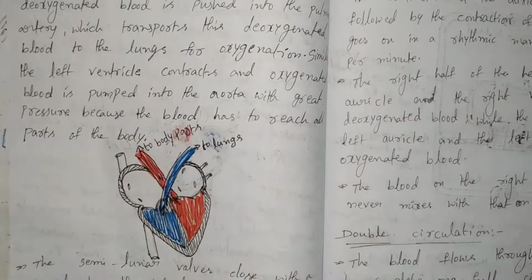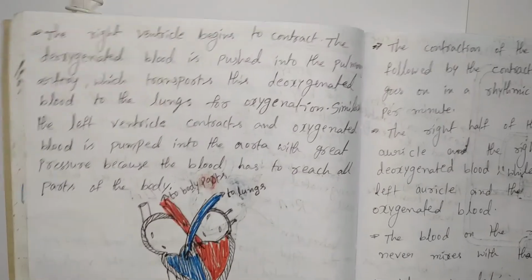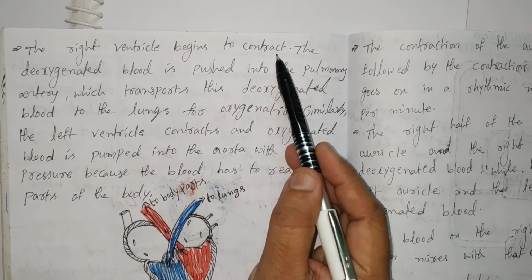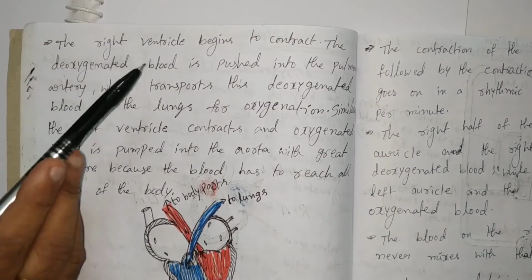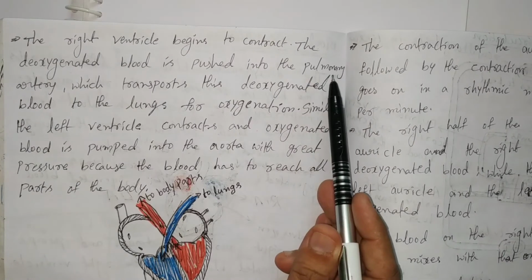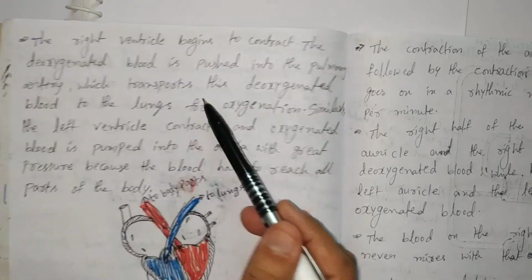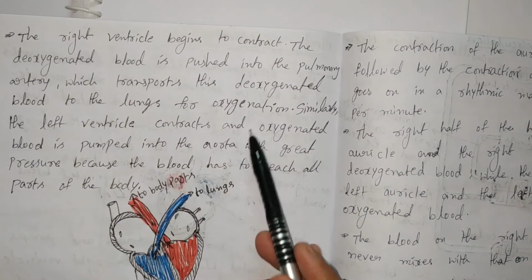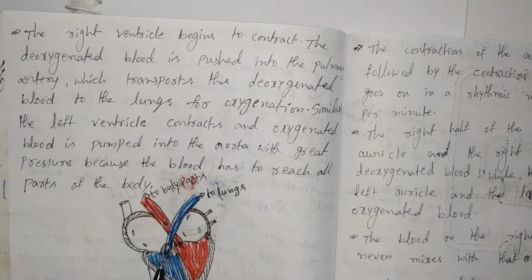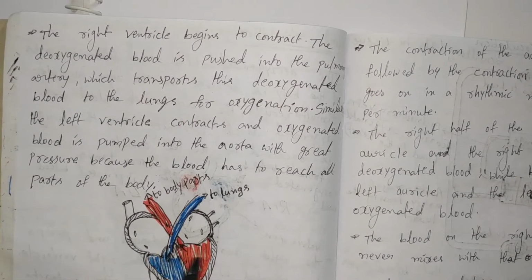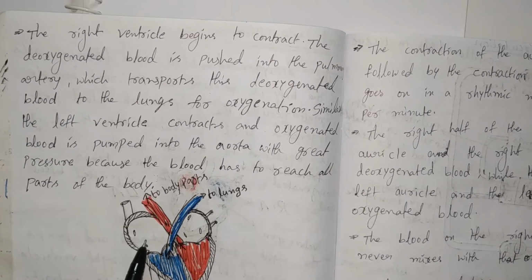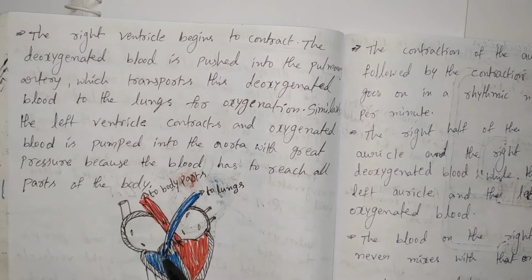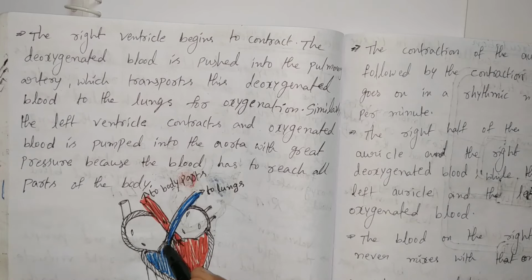Next one. The right ventricle begins to contract. The deoxygenated blood is pushed into the pulmonary artery, which transports this deoxygenated blood to the lungs for oxygenation. So here this is the right ventricle, it contracts. What will happen? It doesn't flow back to the right auricle. Why? Because the valves are closed. So here these semilunar valves are open.